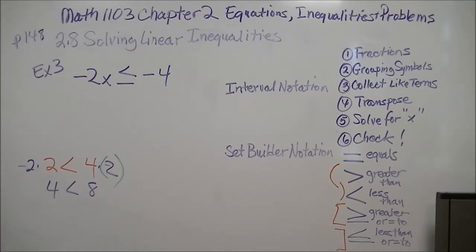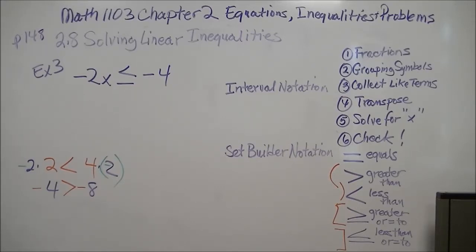This then becomes a negative 4 and a negative 8. Now, is a negative 4 less than negative 8? No, this is not true. So in order to keep this inequality true, whenever we multiply a side by a negative or divide by a negative, we have to reverse the direction of our inequality sign.